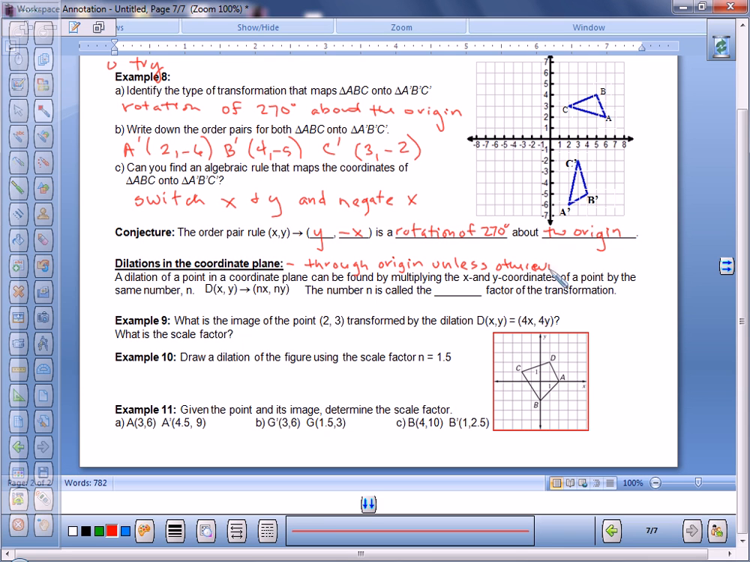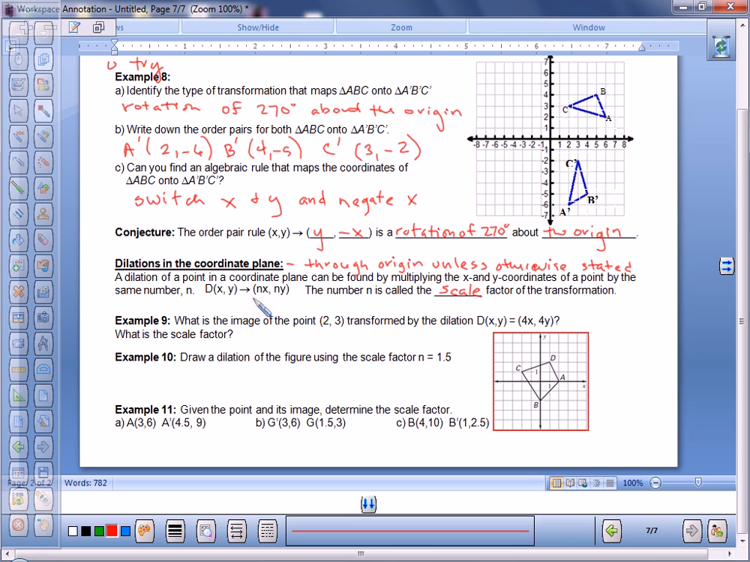Okay, so a dilation of a point in a coordinate plane can be found by multiplying the x and the y coordinates by the same number. And that number is called a scale factor. So our rule looks like this: x, y yields n times x, n times y. I've also seen k used. It doesn't matter. What it means is some constant is multiplied times both your x and y. And that is called your scale factor.